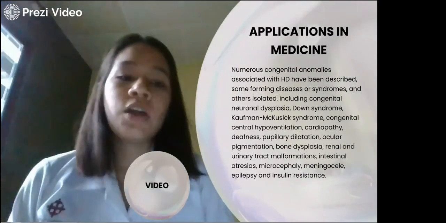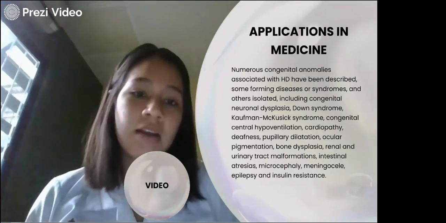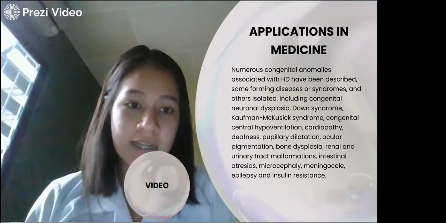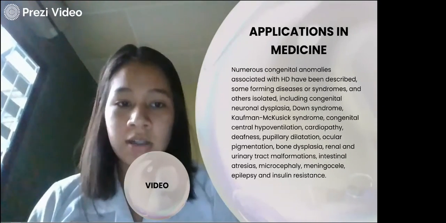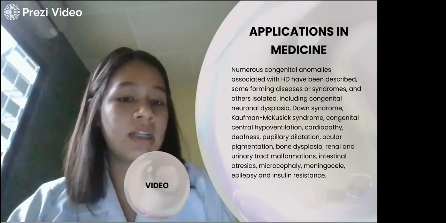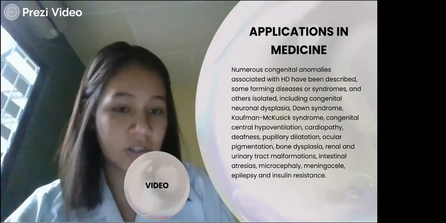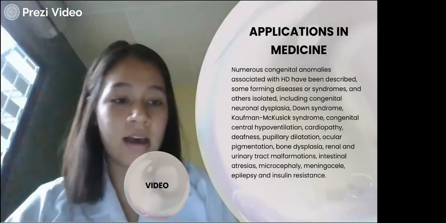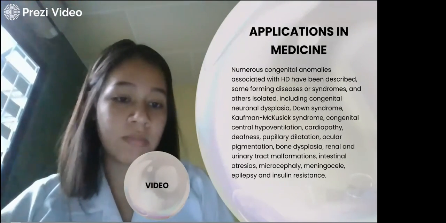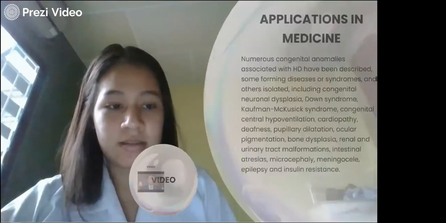Applications in medicine. Numerous congenital anomalies associated with Hirschsprung disease have been described, some forming diseases or syndromes and others isolated, including congenital neuronal dysplasia, Down syndrome, Kaufman-McKusick syndrome, congenital central hypoventilation, cardiopathy, deafness, pupillary dilatation, ocular pigmentation, bone dysplasia, renal and urinary tract malformations, intestinal atresia, microcephaly, meningocele, epilepsy, and insulin resistance.